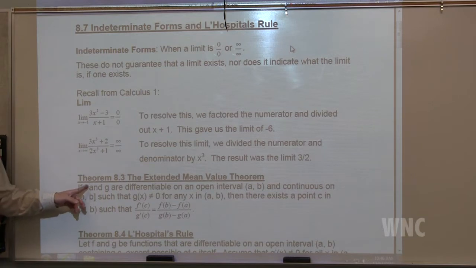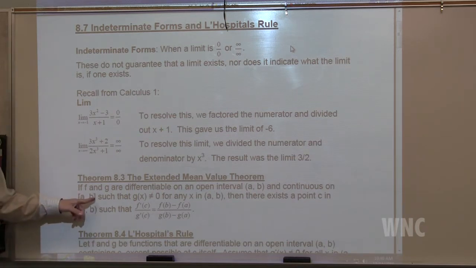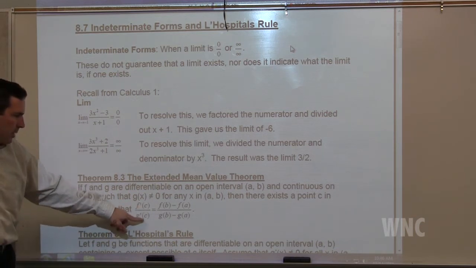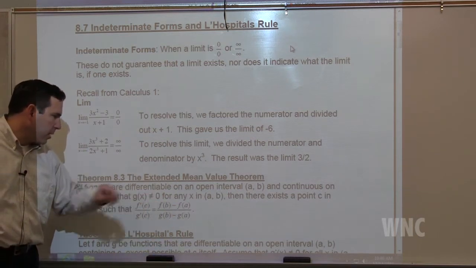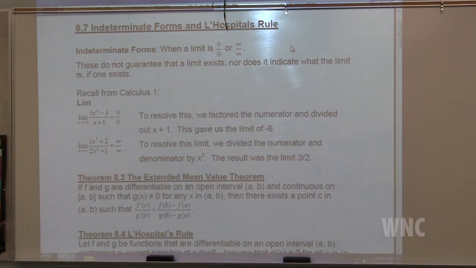Okay, so theorem 8.3, extended mean value theorem. If f and g are differentiable on an open interval from a to b and continuous on the interval from a to b, such that g of x is not equal to 0 for any x in (a, b), then there exists a point c in (a, b) such that f prime at c over g prime at c is equal to f of b minus f of a over g of b minus g of a.